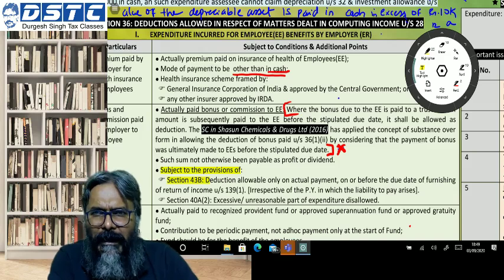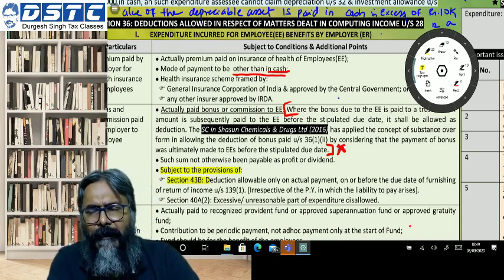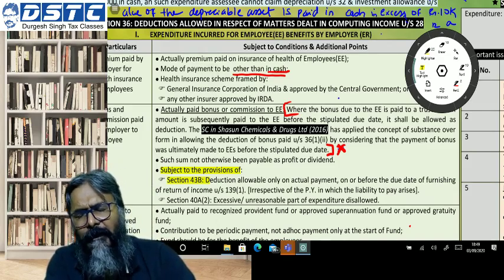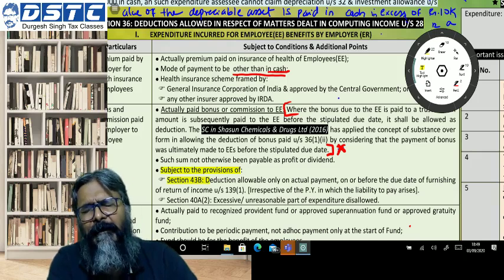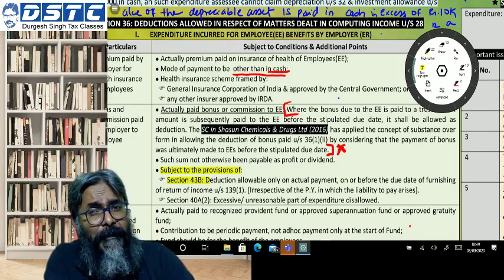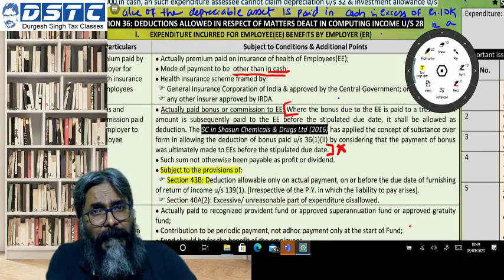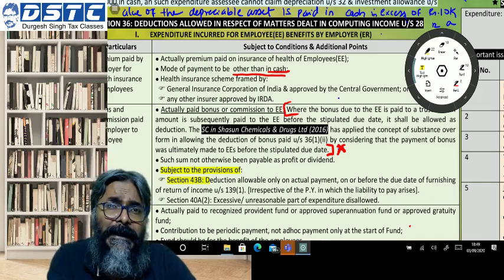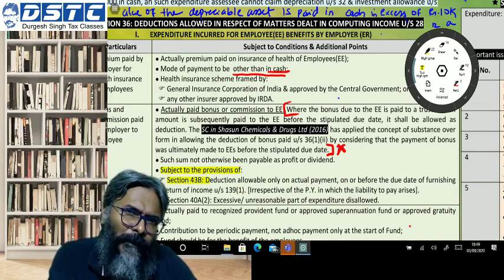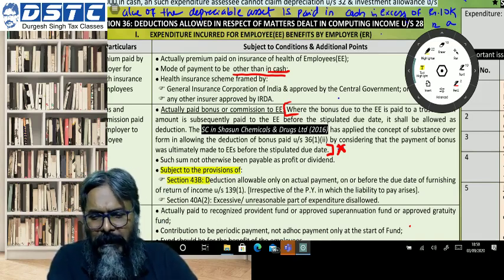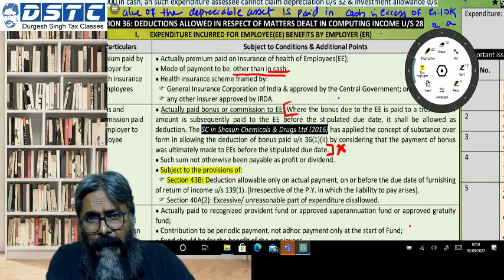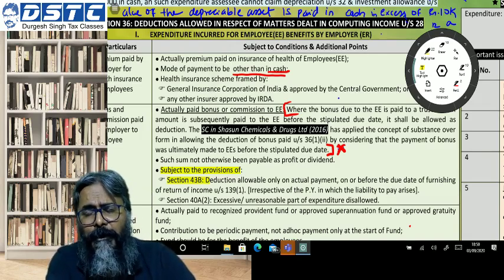And that is section 139.1. So if supposedly this bonus and commission is pertaining to the previous year 1920, and if I make the payment on or before the due date of filing of the ROI, which in your case happens to be 30th November 2020, then in that case, I will be allowed the deduction of this bonus and commission in this previous year 1920 itself. Because I have made the payment of the bonus on or before the due date of filing of the ROI.